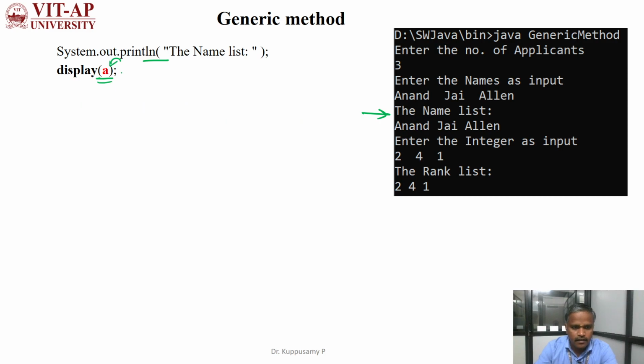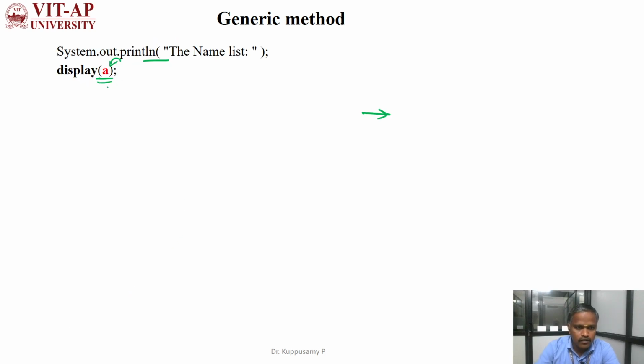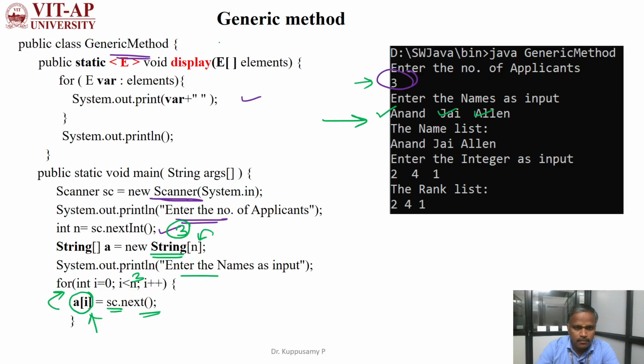What is a here? A is the values which are stored by using the scanner statement. We have stored these 3 values, Anand, Jay, Alan. So these are the values going to be passed to the display method. Inside the display method we are passing the string data type value. Here string is the data type, and the values we are getting in the name of elements. So all these 3 elements, the 3 names.